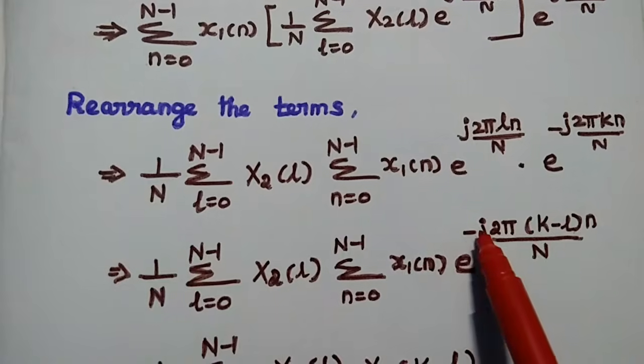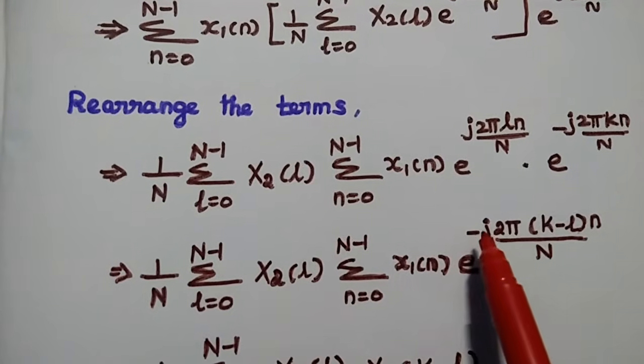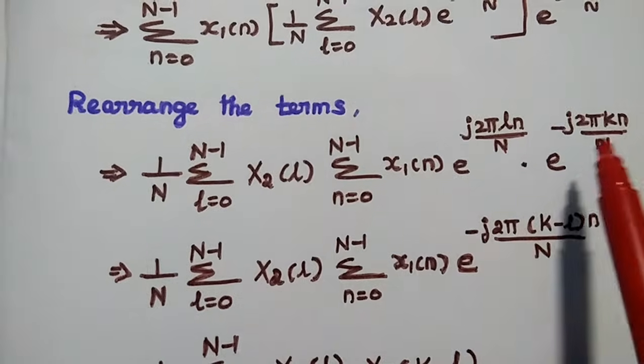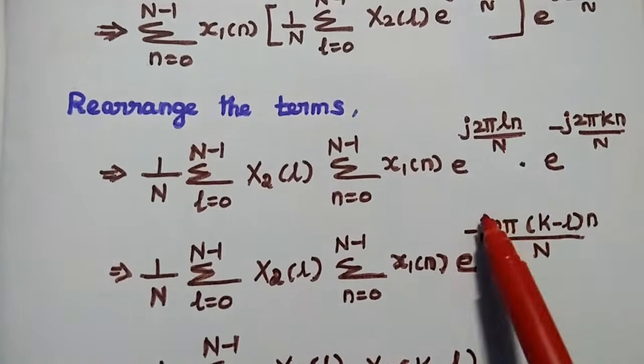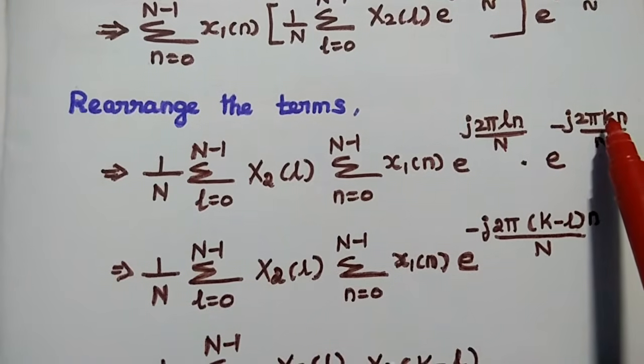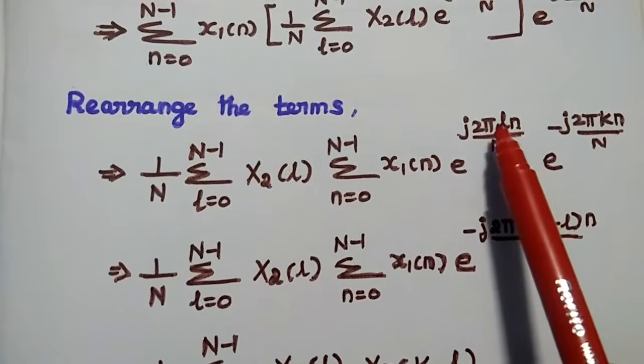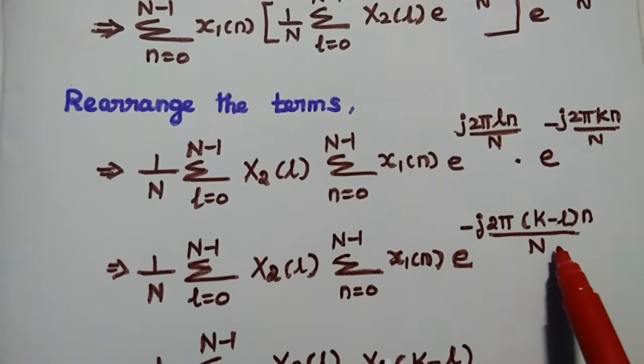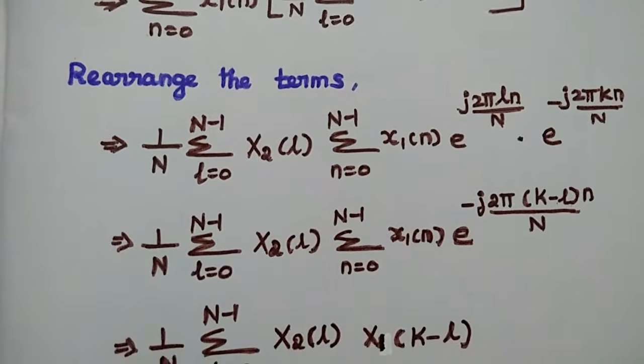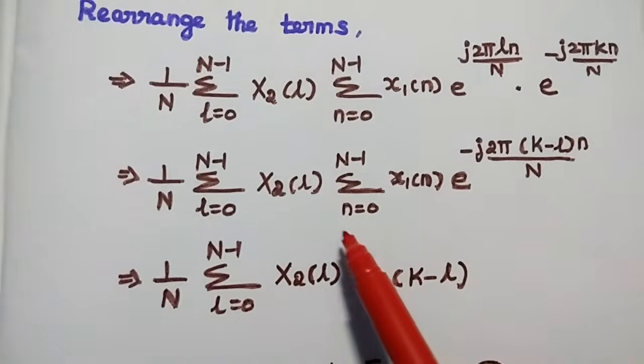We can take the minus sign outside, so exponential of minus j 2 pi, and the remaining terms are here. We have taken this minus outside, so this term becomes plus. Correct? So k minus L into n by capital N. Now we can write this expression.